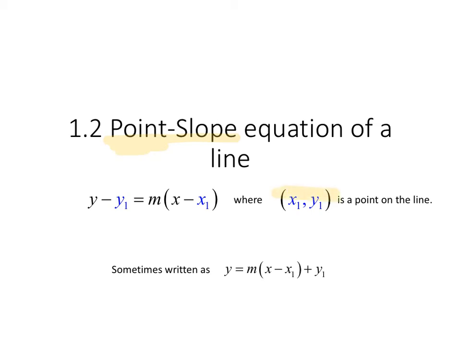So if I know that the line goes through a point x sub 1, y sub 1, so it could be something like it goes through the point 7, negative 8, then the point-slope equation says y minus the y coordinate here, y minus negative 8. Well, minus a negative is plus 8. And let's make up a slope of 2. And x minus 7. This is an equation of a line that has a slope of 2 and goes through the point 7, negative 8.